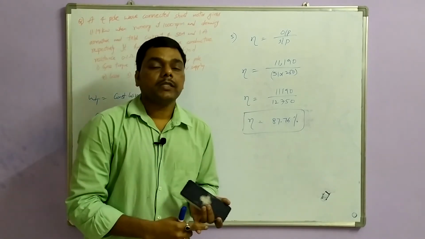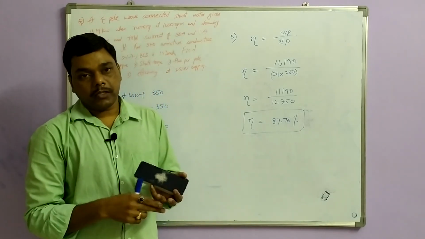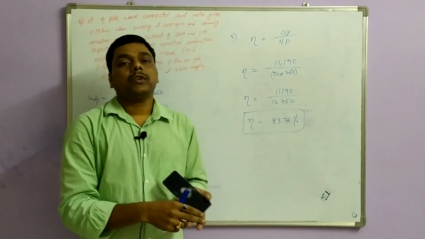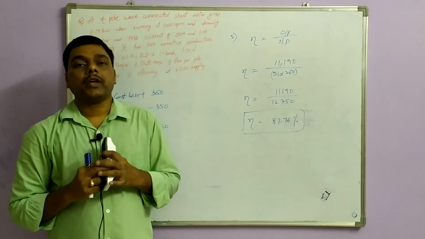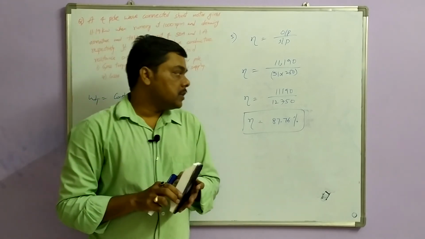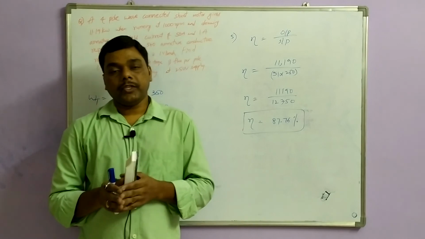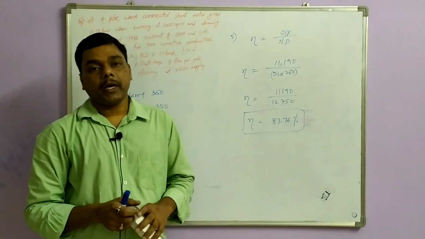Now efficiency is calculated, losses calculated, and gross torque, shaft torque and flux per pole are also calculated. So like this we can calculate the value of losses, efficiency and also torque parameters.